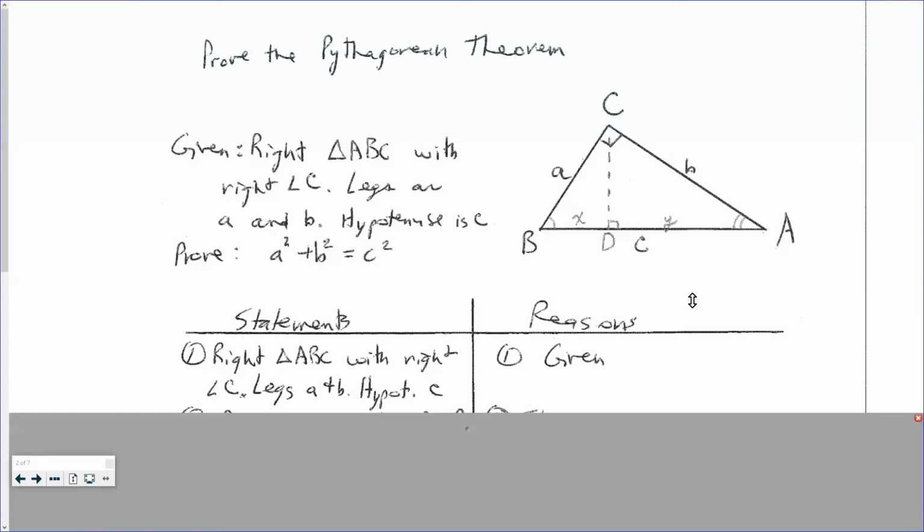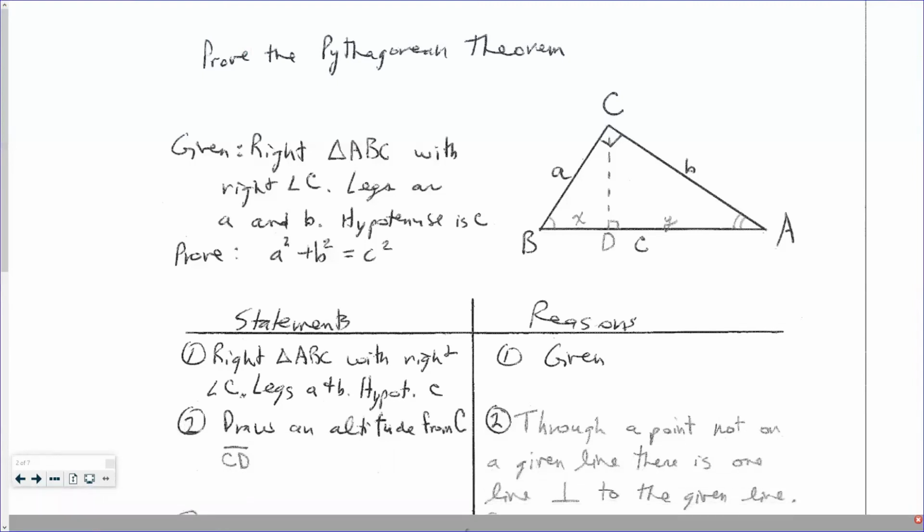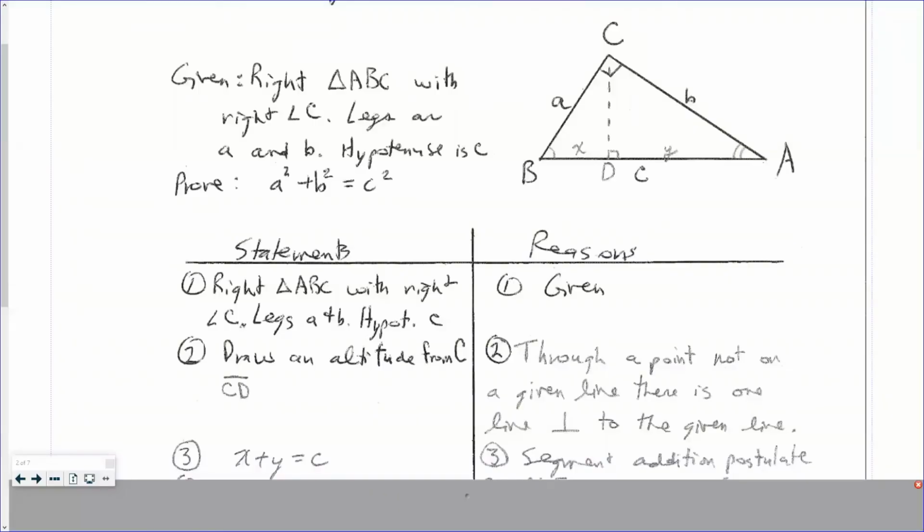So let's see what our next line of the proof is. We're going to draw an altitude from C. It's going to be called segment CD, and the reason for this is through a point not on a given line, there is one line perpendicular to the given line. I am going to need this fact later on. x plus y equals c. That's the segment addition postulate. The segment addition postulate was discussed in the comments on reasons, which was in week 6.